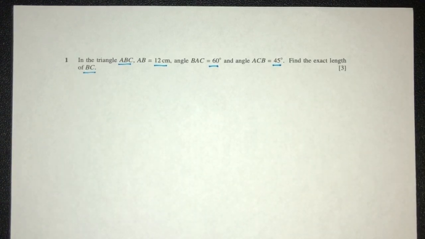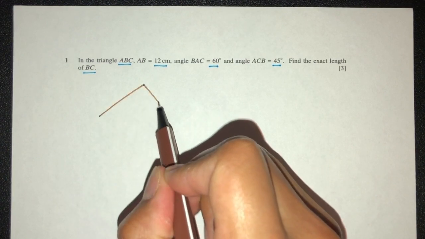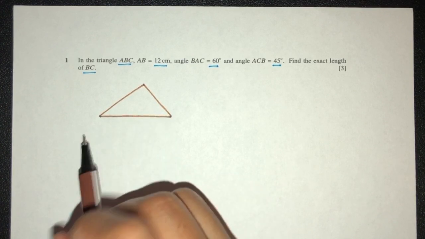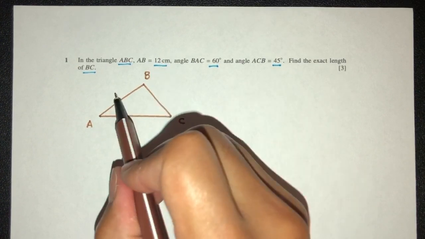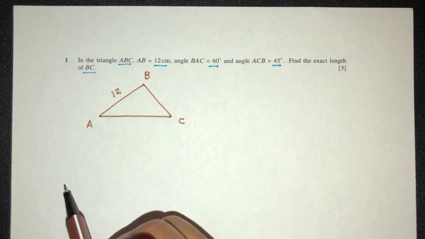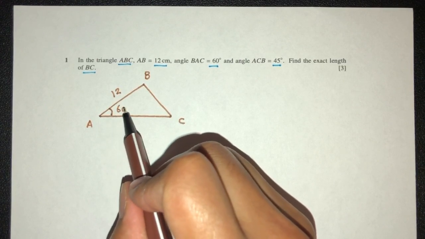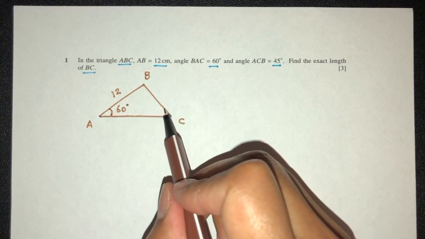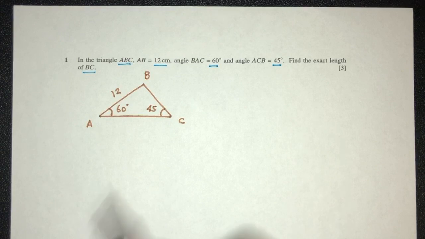Okay, so for example here you can draw something to help you out. We have a triangle ABC, A, B, and C. I don't know if that is the exact shape or not, it is just an illustration. AB is 12. And we have the angle BAC, this one is 60. Angle ACB, 45. We have to find the length of BC.